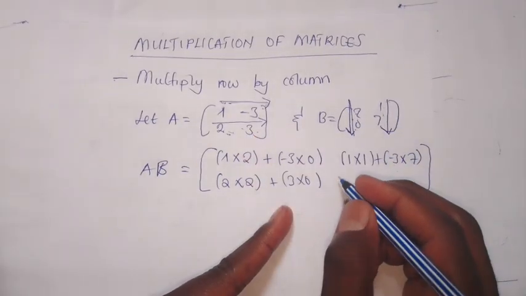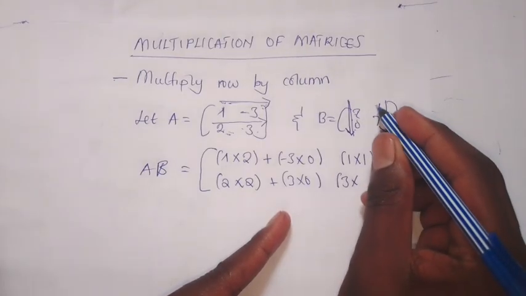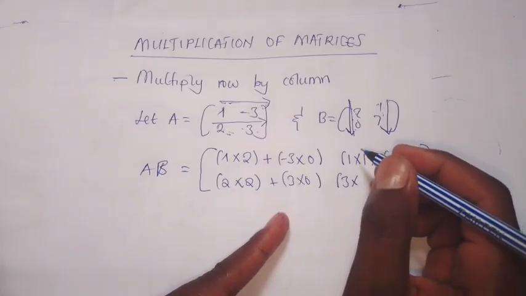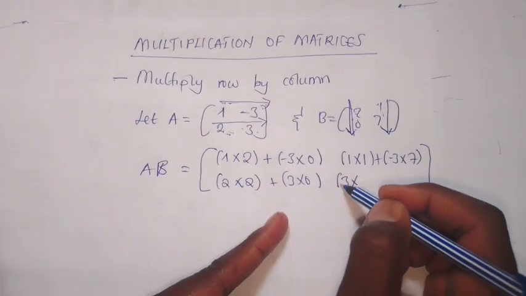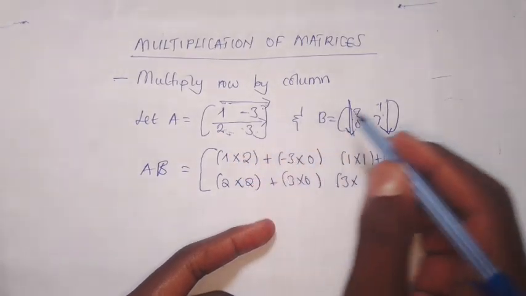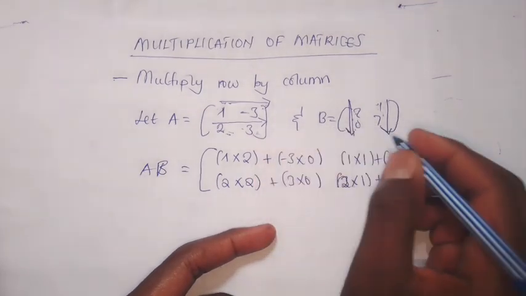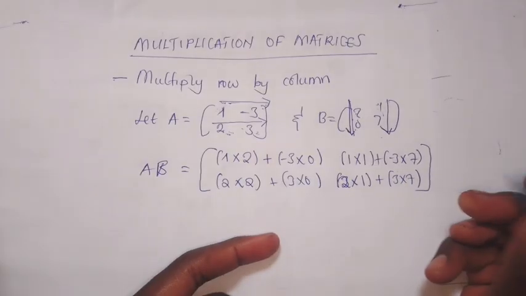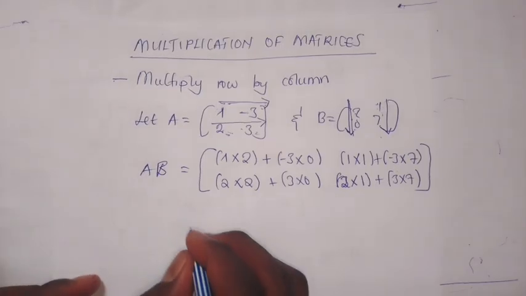You leave this small space here. You say 3 times 1. 2 times 1 plus 3 times 7. Yeah, this is the only tricky part. So now just start multiplying.